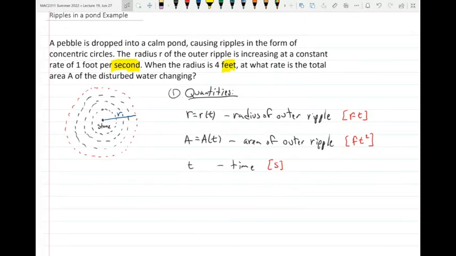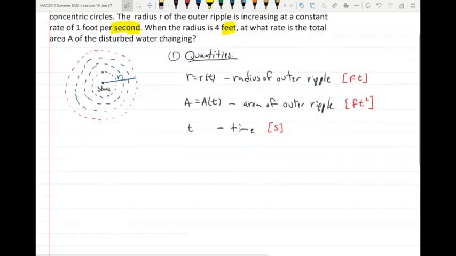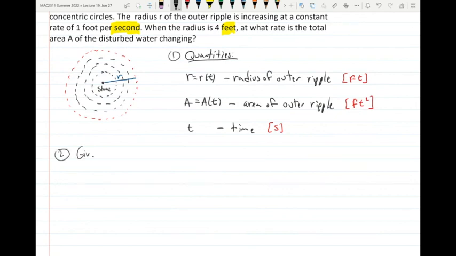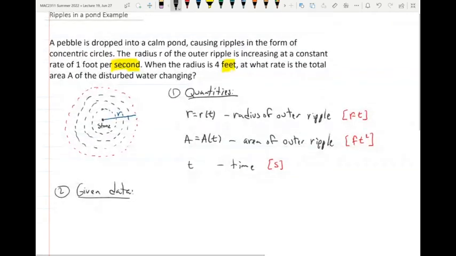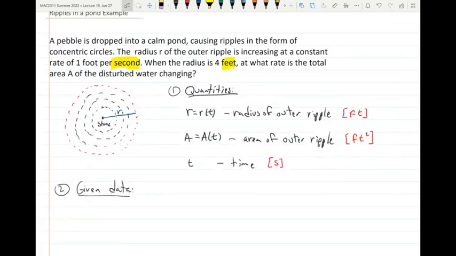Okay, now step number 2, what do we do? Identify the given information, right? So now in terms of the quantities, of course, given data or given information, however you want to call it. We read again, but now having in mind these quantities. So a drop, nothing going on there. Causing ripples in the form of concentric circles, we already used that information for our pictures and so on. The radius of the outer ripple is increasing at a constant rate of 1 foot per second.